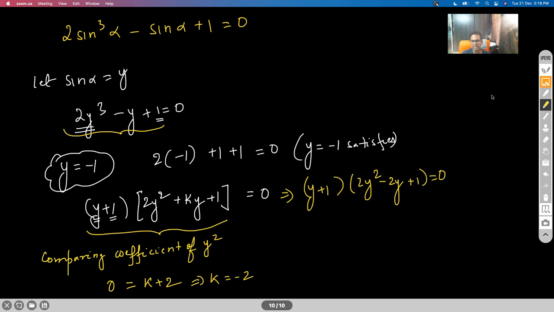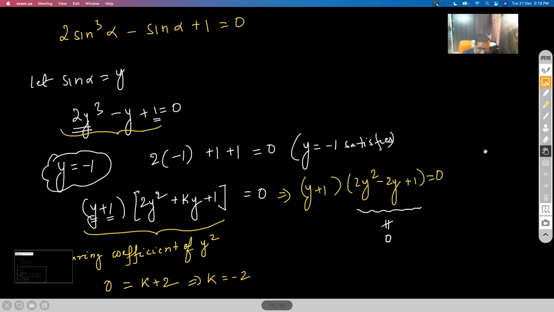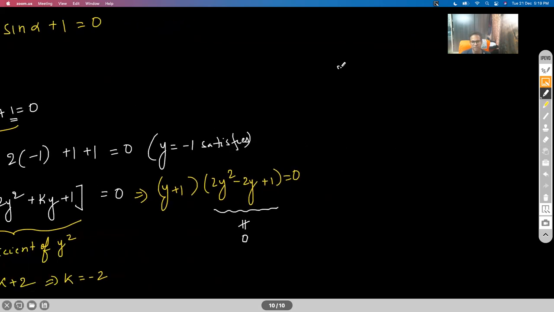Correct? So now please understand that this expression can never be zero. Why can this never be zero? Because you can complete a perfect square with that. Let me show you how.